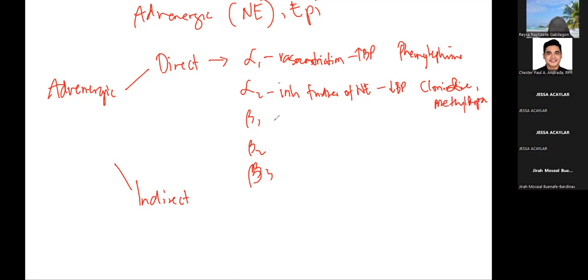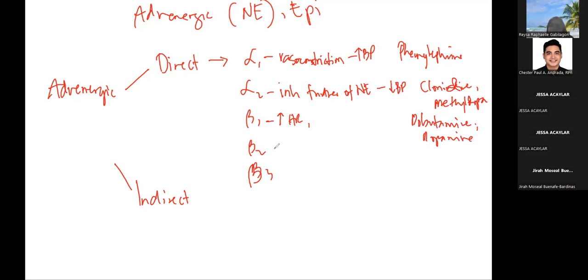Okay. And then for the beta 1, this is usually found in our heart. So the major location is in the heart. Thus, everything increases: the heart rate, with positive inotropic, chronotropic, and even dromotropic activity. So chronotropic, inotropic, and dromotropic. We have drugs like dobutamine and dopamine here that act on the beta 1 receptors.